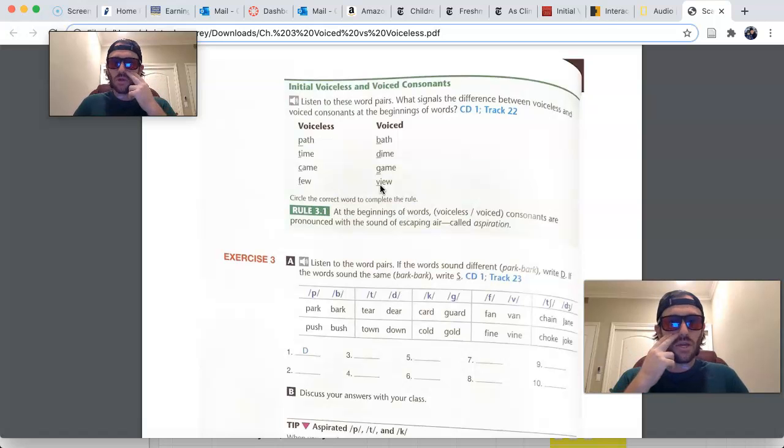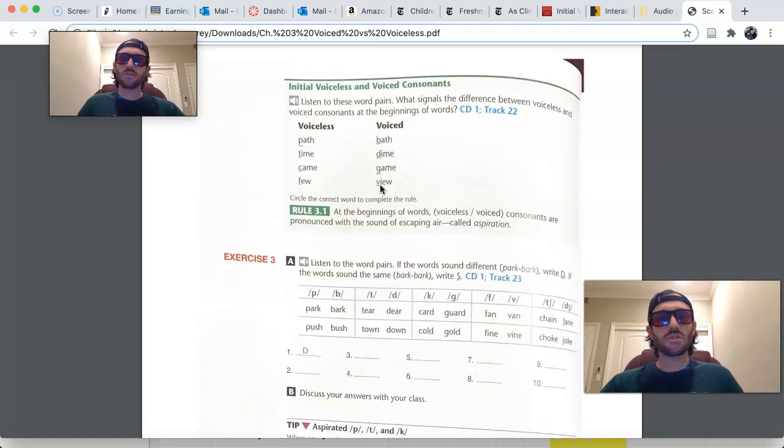Same speech pathway, same positioning of all the elements of the speech pathway. The difference is vibration with the voiced. So, our first rule for chapter 3, you may want to take these down in your notes. If you have a notebook, this would be good to take down in your notes.